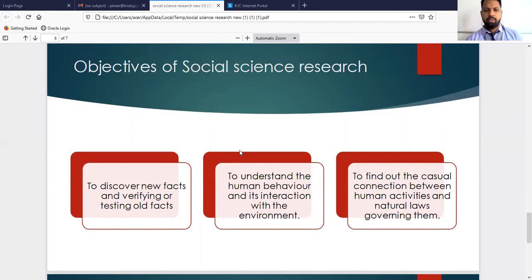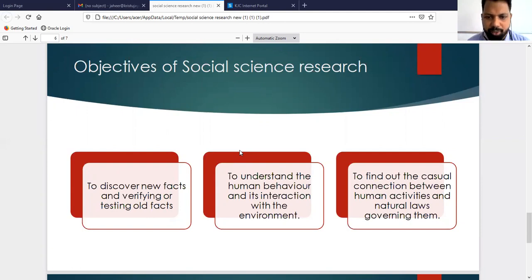So we carry out research to know about the historical events, to discover new facts about some civilization also, and verifying the old ones also. So historical research can be an example for this one.